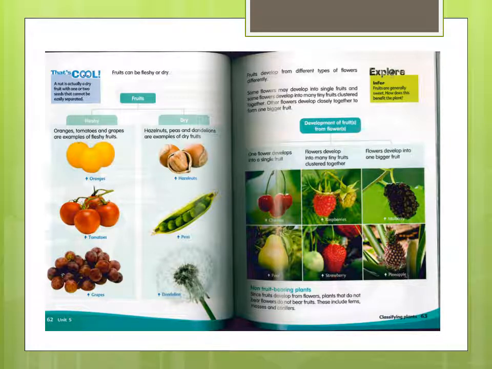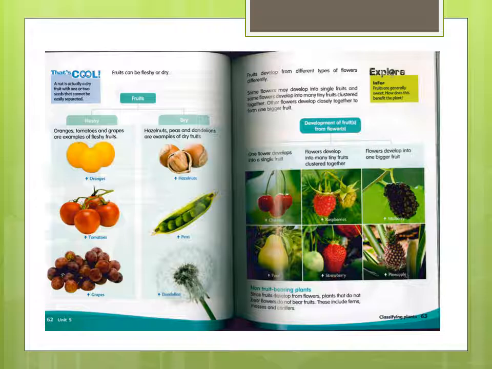Look at this beautiful picture. Lots of fruits, lots of colors. We all eat fruits every day. Some fruits are big, some are small, some are fleshy, some are juicy, some are hard. Oranges, tomatoes, grapes are some examples of fleshy fruits, but we also know other fruits which are fleshy. Can you think of any? There are certain fruits which are dry, such as hazelnuts, peas, and dandelions. They are examples of fruits which are dry. Chestnut, again, is very dry. We eat it in winter.